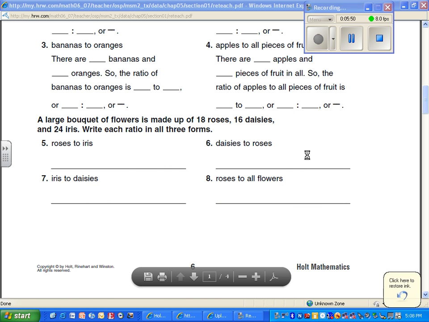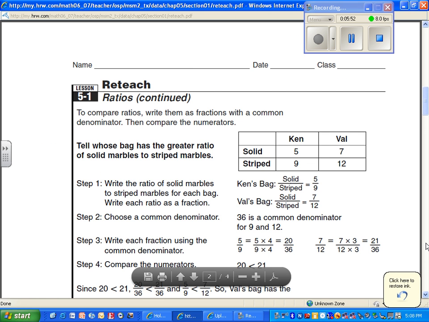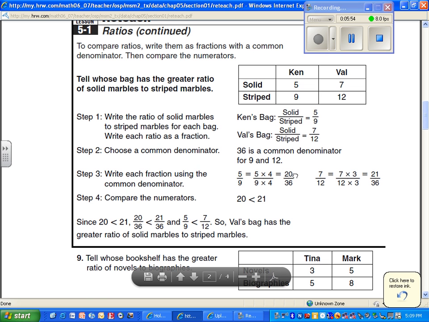Now let's turn your note page over, go to the back. It says to compare ratios, you write them as fractions with a common denominator, then we compare the numerators. So just like we compare fractions to see which one's bigger, which one's less, we're going to do that same thing with ratios. We need a common denominator.